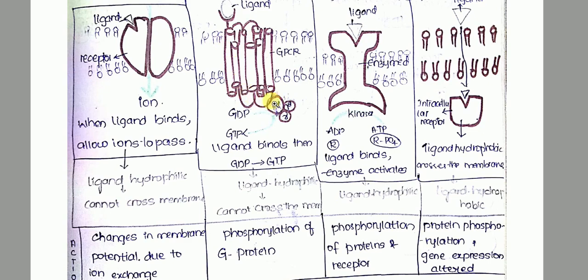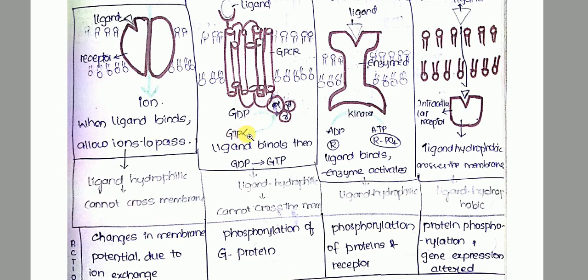Next are G protein coupled receptors. These receptors consist of 7 alpha helix cylindrical structures, like 1, 2, 3, 4, 5, 6, 7, bounded by extracellular loops and intracellular loops, and they also contain alpha, beta, and gamma proteins. It has a ligand binding site here, and after the ligand binds, the alpha protein transforms GDP into GTP by phosphorylation.